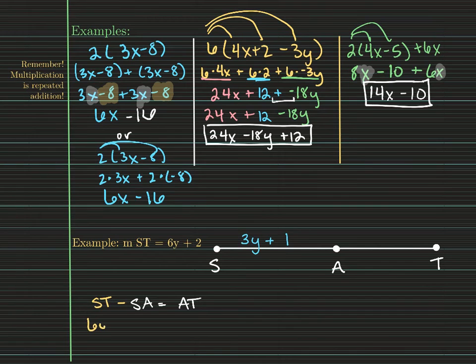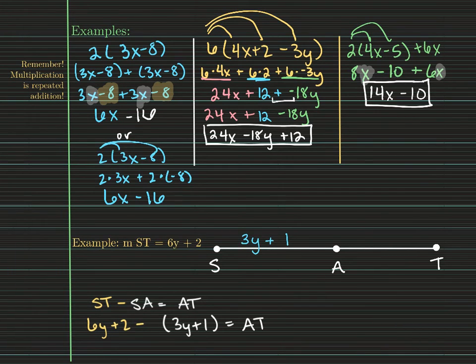So I'm going to go ahead and plug this in. I have 6y plus 2, which was given to me in the example, and I'm going to subtract 3y plus 1, but I want to make sure that I put it in parentheses, and I'm leaving a little bit of space here for a reason. And I know that once I subtract that, that gives me my missing AT.